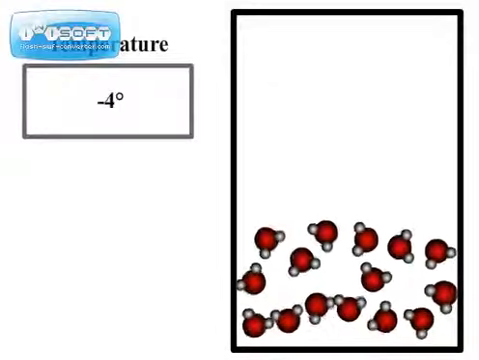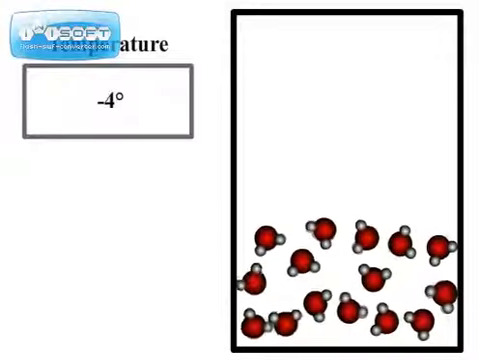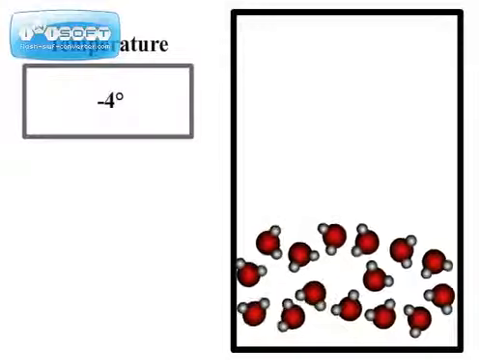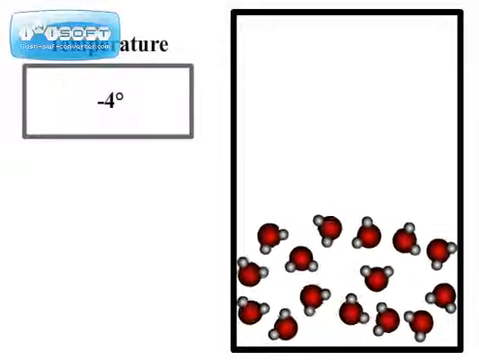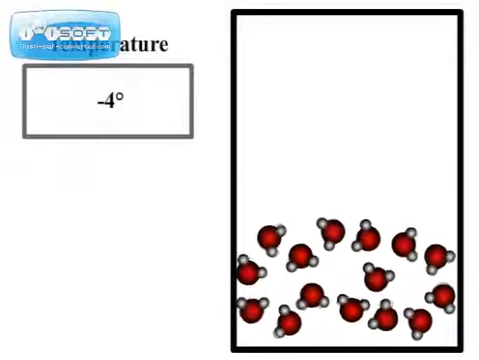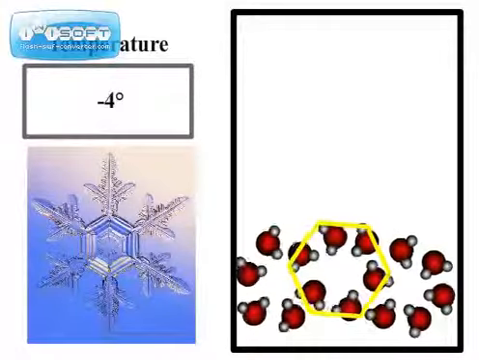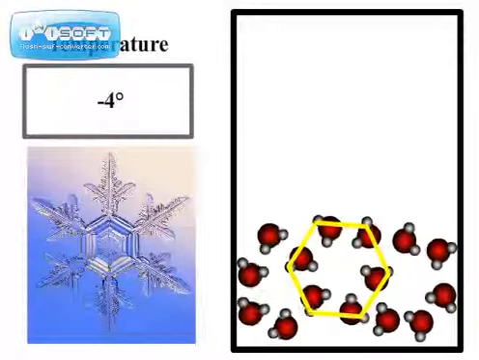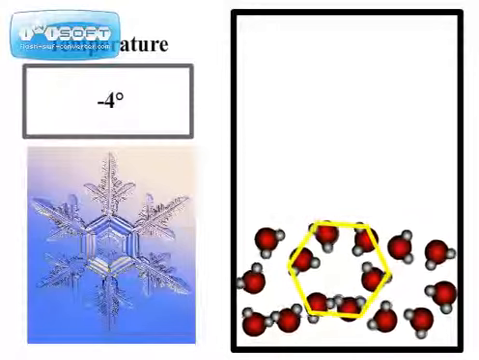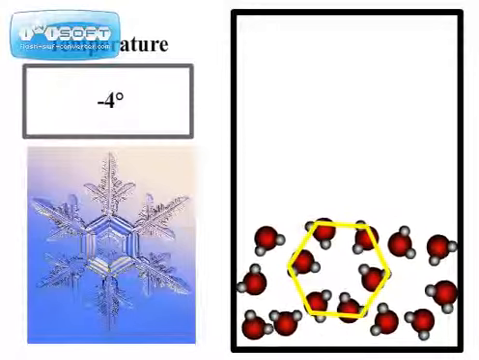As there is now less energy, the attraction between molecules now has a greater effect on the structure. The volume of the H2O has increased from its liquid state, and there is now more space between the particles. You may also notice the hexagonal structure which has now formed. This is why snowflakes have their characteristic six-sided shape.